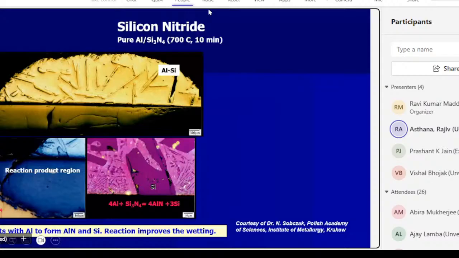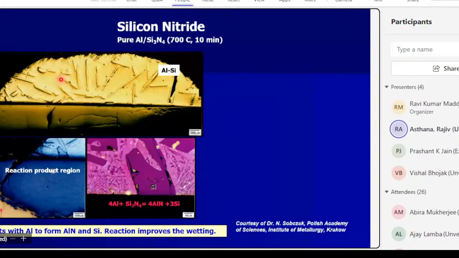So we are looking at aluminum in contact with silicon nitride, and there is a chemical reaction between these two. Under the droplet, you see a reaction product region, some cracking. You started with pure aluminum, and because of the reaction, some silicon is released, so the droplet becomes an aluminum-silicon alloy instead of remaining pure aluminum. So the chemistry keeps changing during the process.